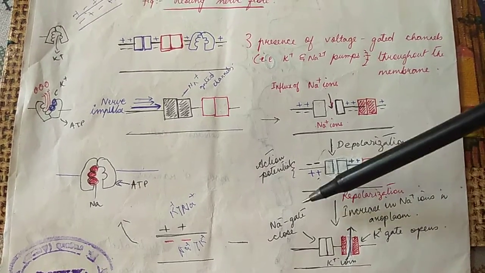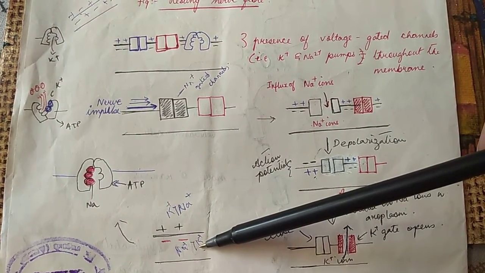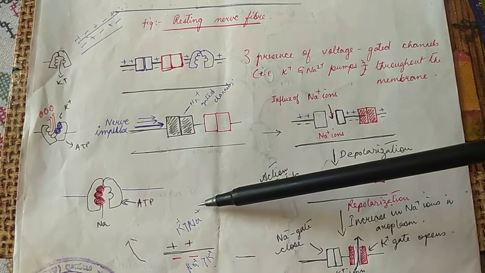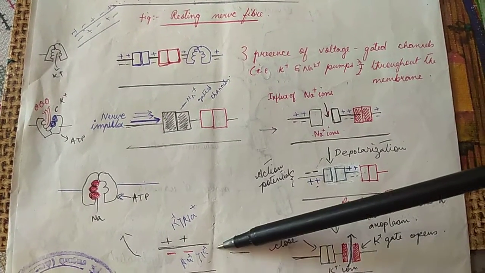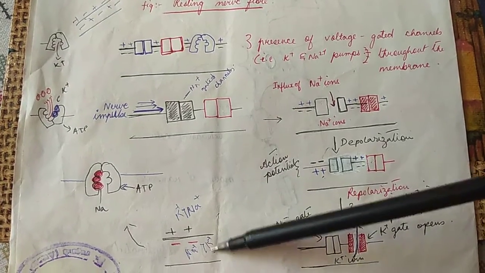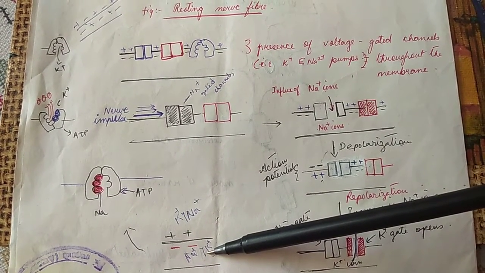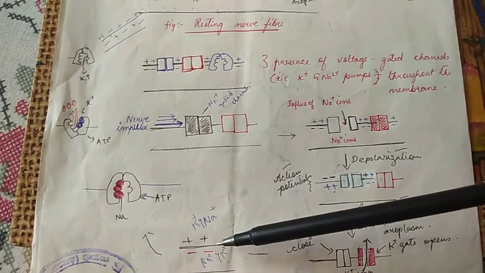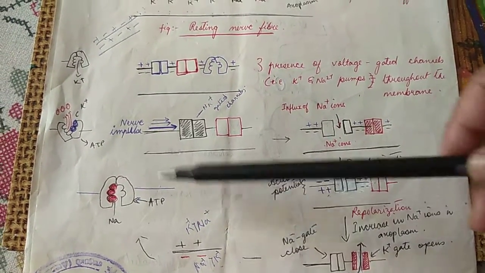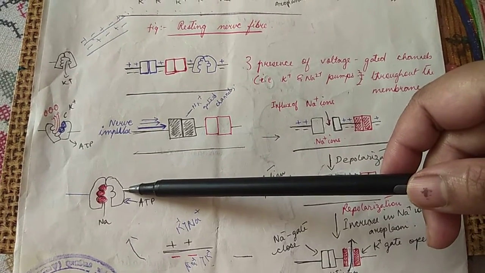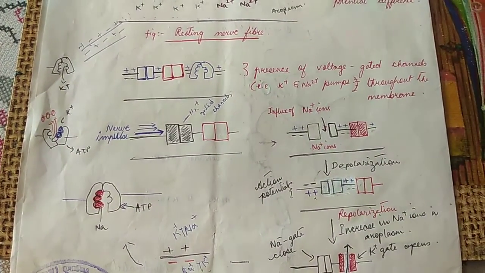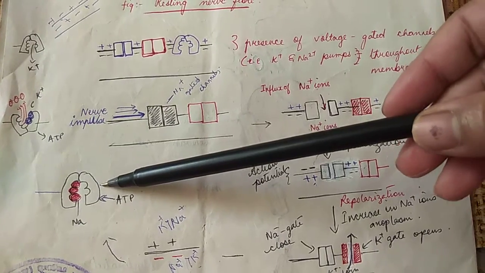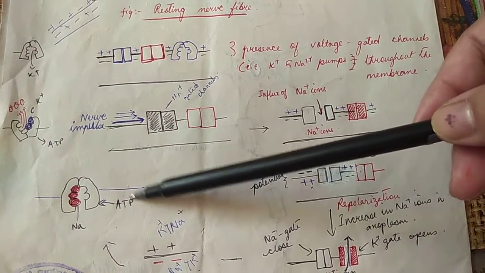Though the electrical polarity across the membrane has been restored, yet the resting potential is not reached because extracellular fluid now possesses more potassium ions than sodium ions, whereas the axoplasm possesses more sodium ions than potassium ions. Thus, the resting potential can be reached by the action of sodium potassium pump. The sodium potassium pump is actually sodium potassium ATPase enzyme. It is an energy driven action.